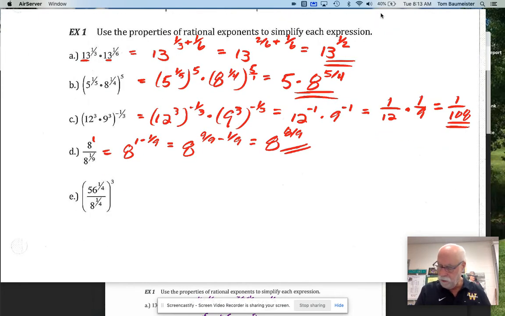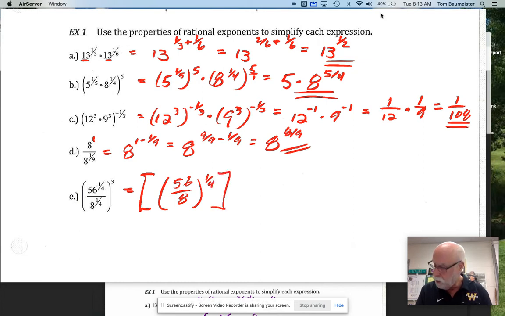And E, 56 to the 1/4 power divided by 8 raised to the 1/4 power, all of that raised to the third power. I'm going to state that as 56 divided by 8 raised to the 1/4 power. Again, I'm going to take all of that and raise it to the third power.